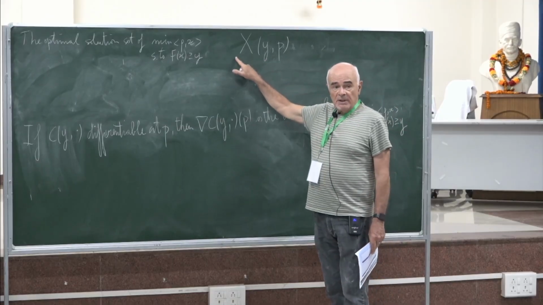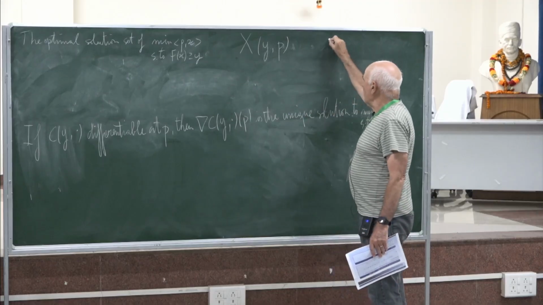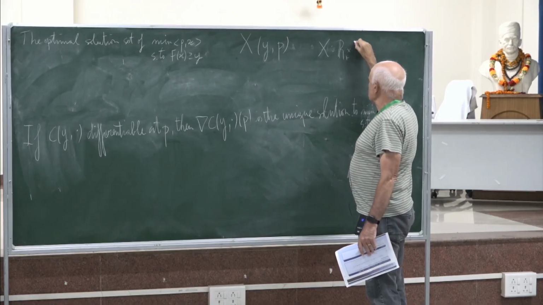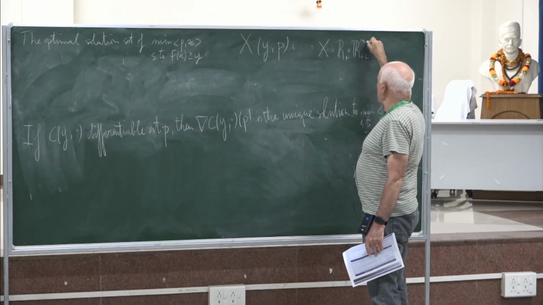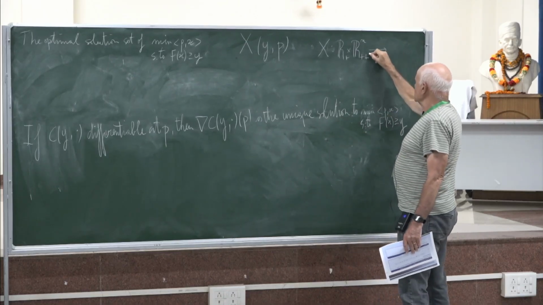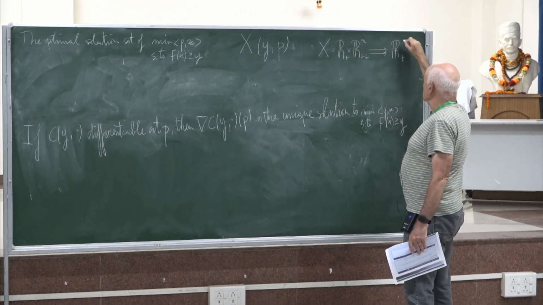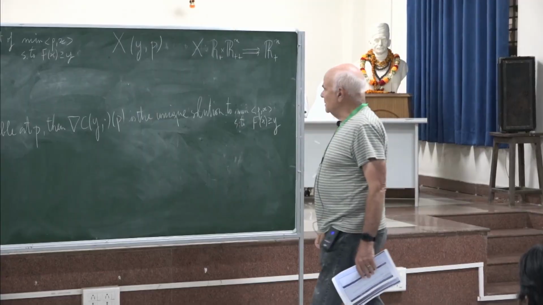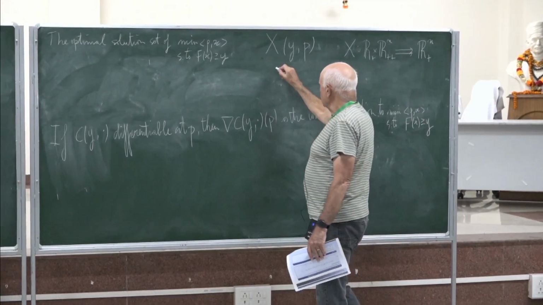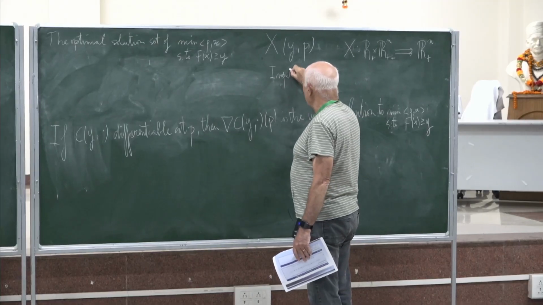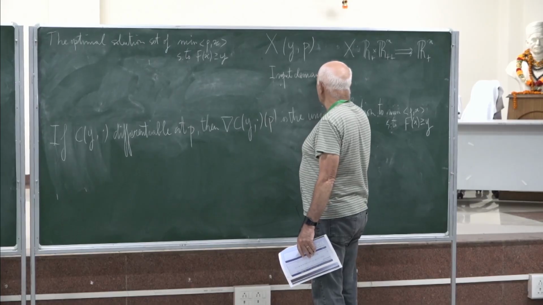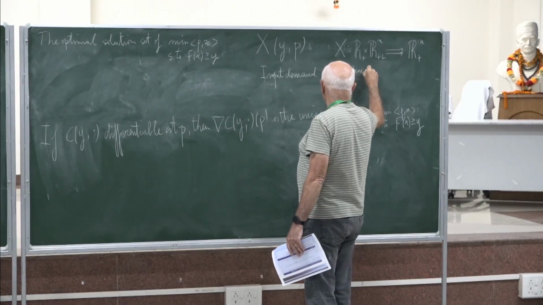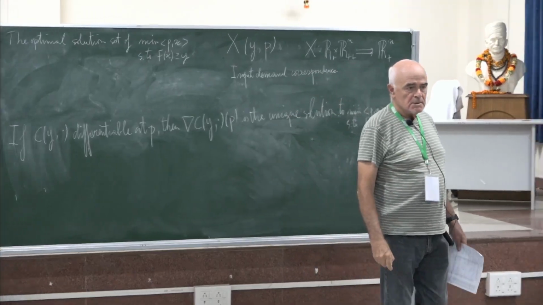So this is a set-valued mapping from R plus cross R plus plus to the n, set-valued, into R plus to the n. And it's called the input demand correspondence. Okay?